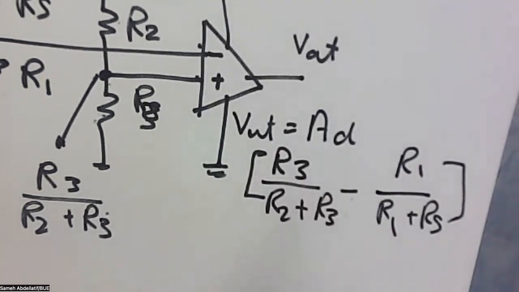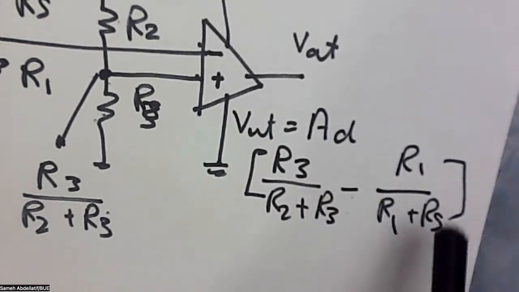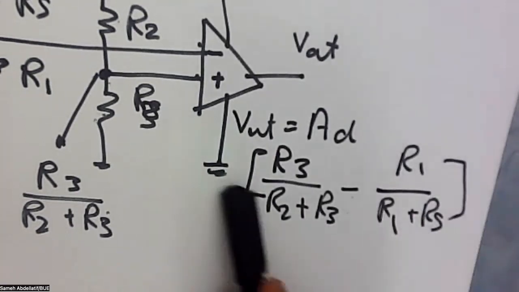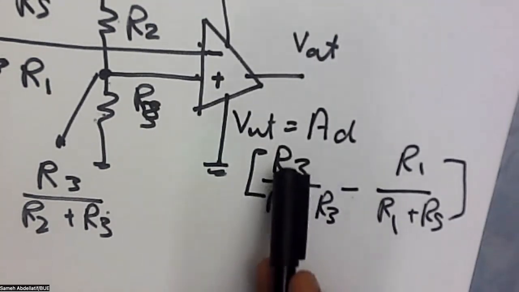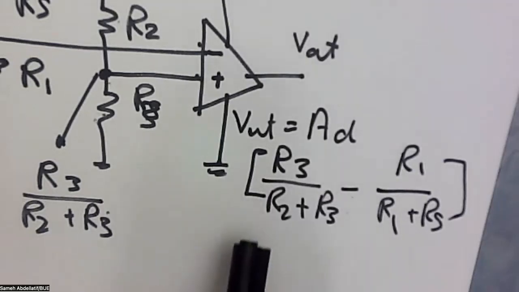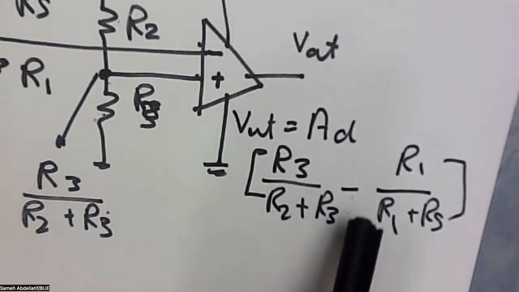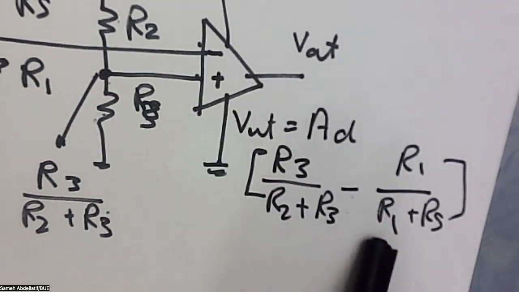The higher the RS, the lower this term, and the higher the subtraction. So your sensing value in terms of voltage will go up to reach a value which is R3 over R3 plus R2 minus R1 over R1 plus RS maximum. This will reflect the maximum output voltage.